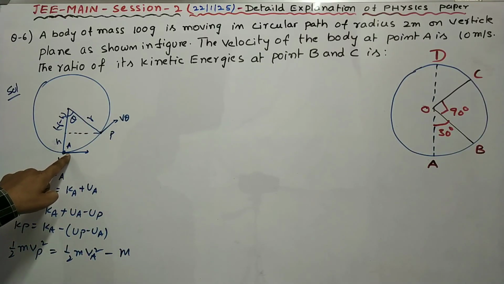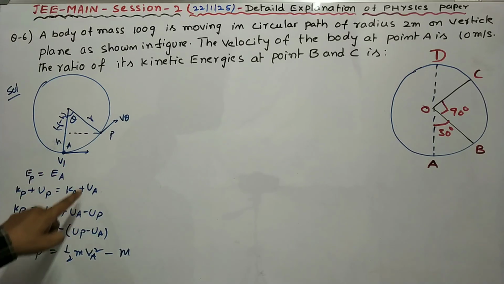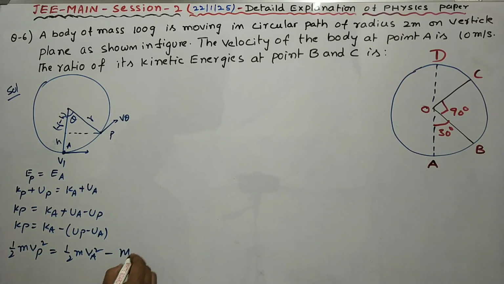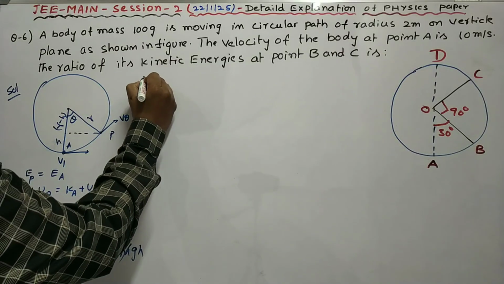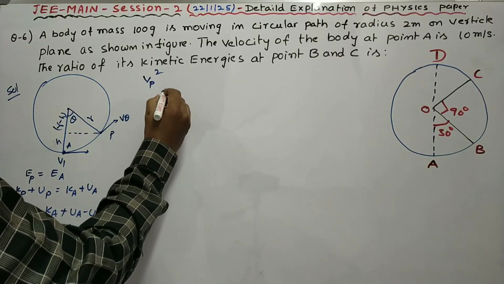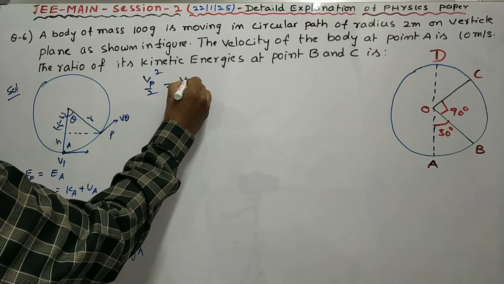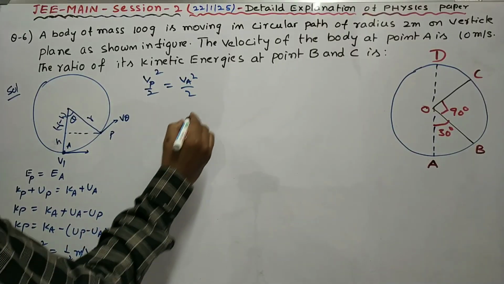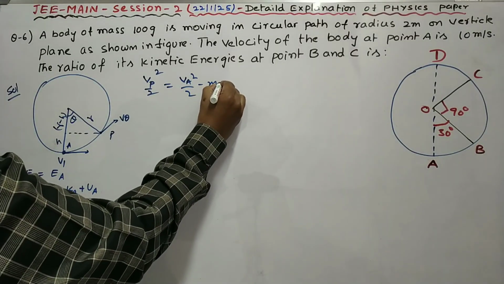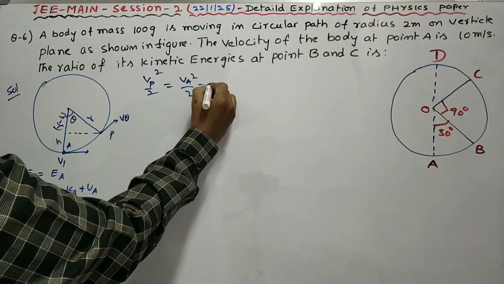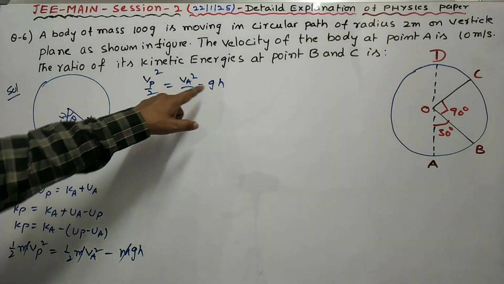A is a reference point. So what is the potential energy at point A? 0. So the potential energy at point P is equal to what? Only remaining. So what is that? mgh. Okay, so on both sides m is cancelled. Velocity at point P, that means Vp square by 2 is equal to Va square by 2, that is only remaining, minus g into h. G into what? H. Here h is calculated.